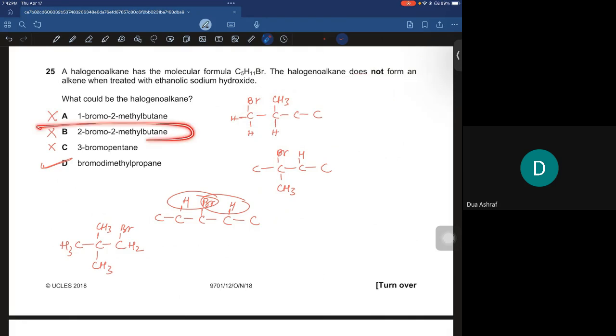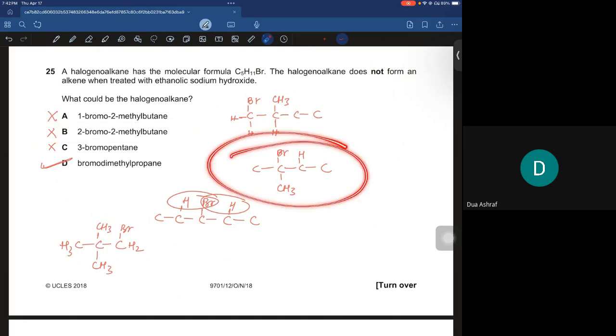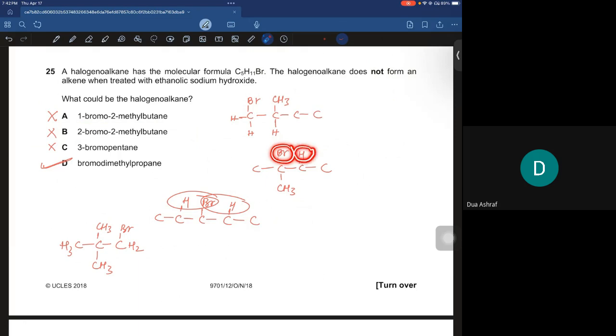If you look at option B, this is 2 bromo 2 methyl butane. Na would react with this Br and OH would react with this H, forming water and sodium bromide, and you would see that the alkene is produced. You would see the double bond over there. It is also forming alkene. If you check option C, 3-bromopentane, HBr can be removed. It can form alkene as well.